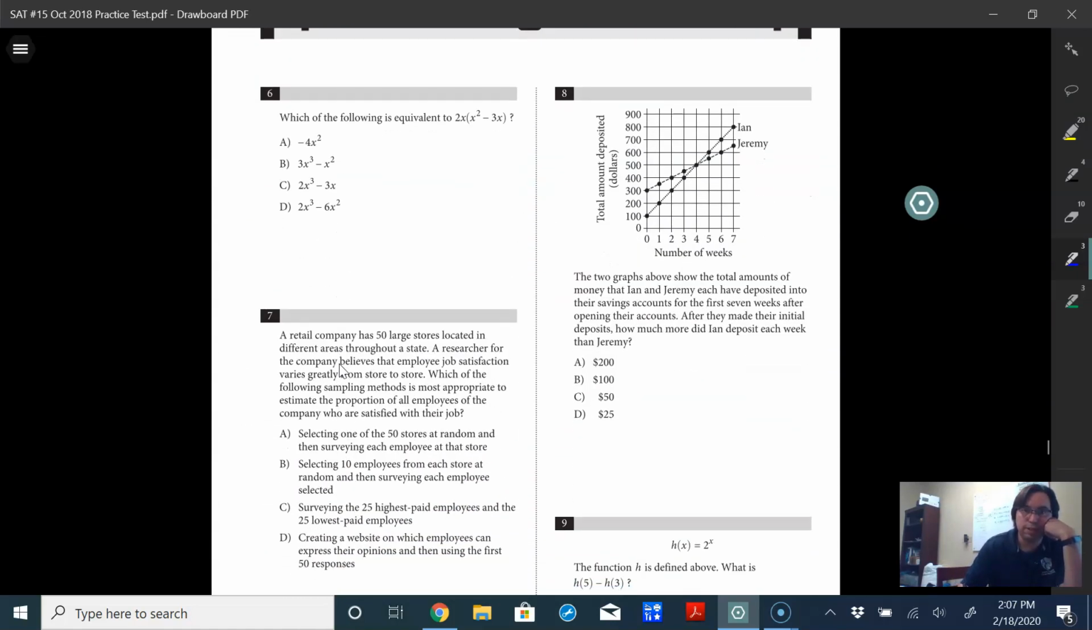All right, number 6 says, which of the following is equivalent to 2x times (x squared minus 3)? So here we're distributing, of sorts, and so we have to distribute into this and then into this. At first we see we're going to end up with 2x cubed, and that eliminates that answer choice and that answer choice. And then 2x times -3 is going to give me minus 6x. So that ends up giving me D as the answer choice.